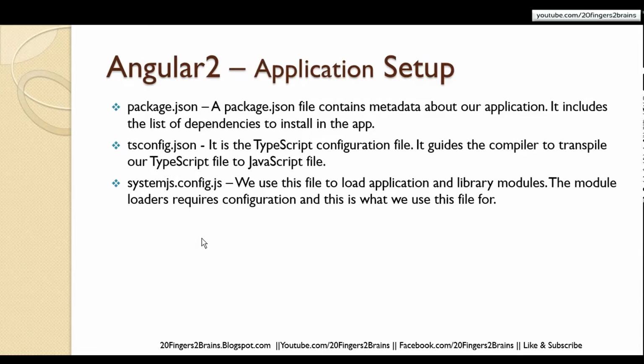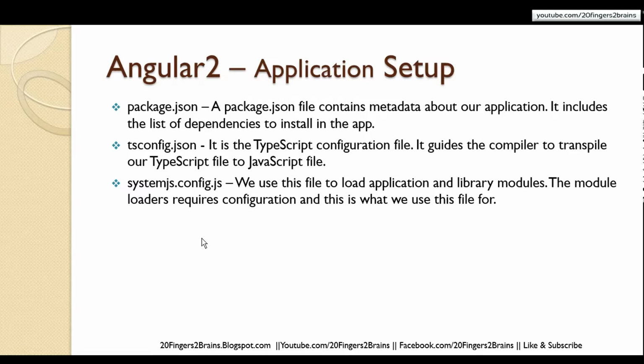So package.json file contains metadata about our application. It includes a list of dependencies to install in the app. So basically it lists all the dependencies need to be installed in our application, and npm manager reads this file and installs the dependencies. So once all the dependencies are installed by the npm, we have to exclude this file from the solution, so that again this file is not run by the Visual Studio and the installation happens again. For that security, we have to exclude this file from our solution.